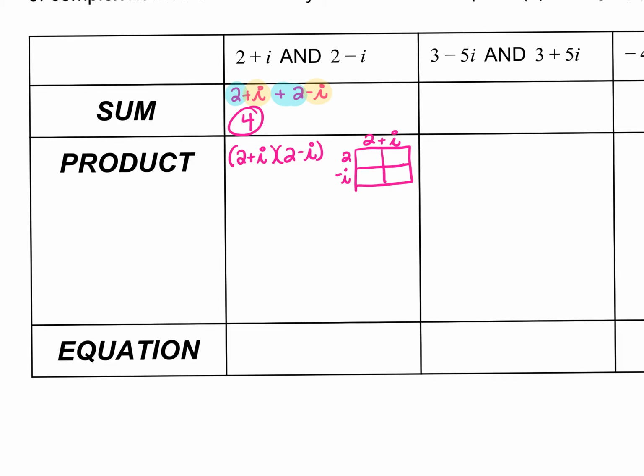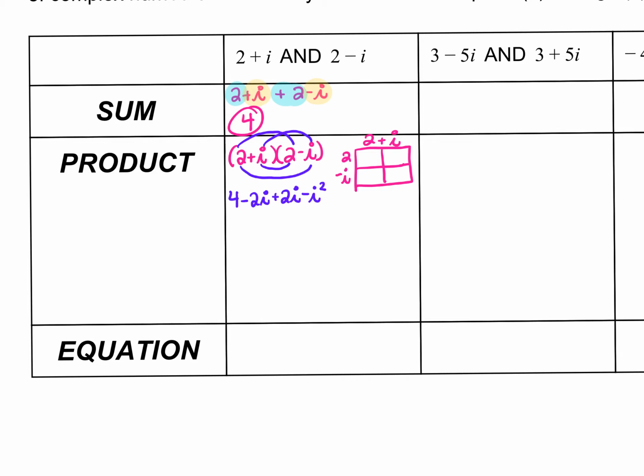If you want to stick to a more algebraic approach, we'll multiply the first two together to get 4. We'll multiply the outside terms together to get negative 2i. We'll multiply the inside terms together to get positive 2i. And then we'll multiply the last terms together to get negative i squared.